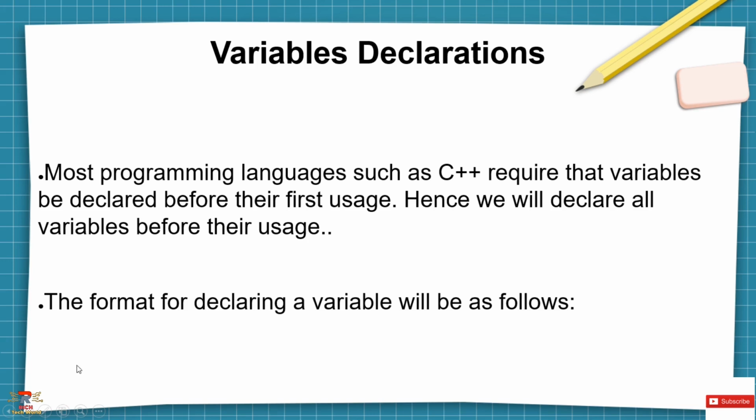And we have here that most programming languages such as C++ require that variables be declared before their first usage. Hence, we will declare all variables before their usage. You need to let the environment, or the compiler, get to know of that particular variable. Otherwise, for instance in C++, it will tell you the variable is not known in that particular scope.